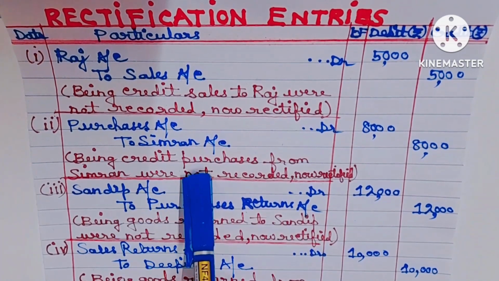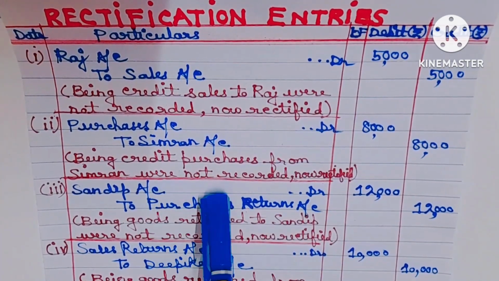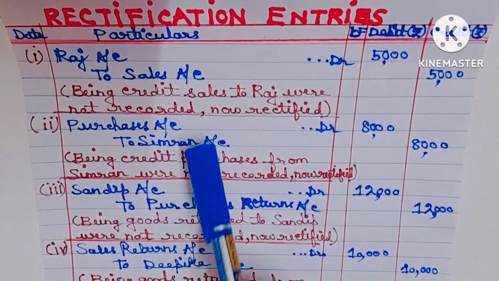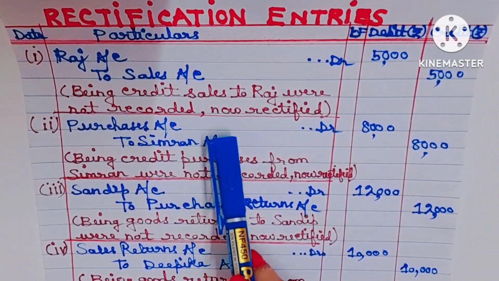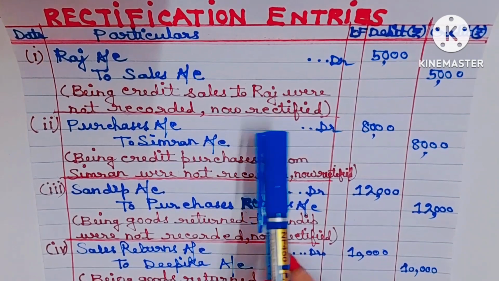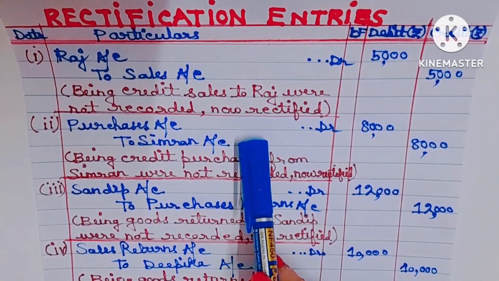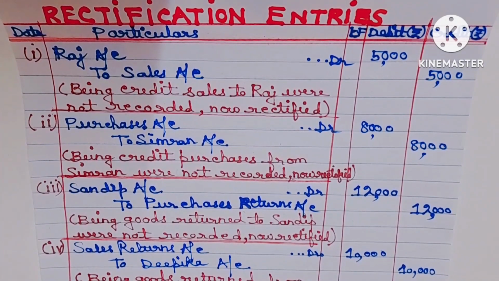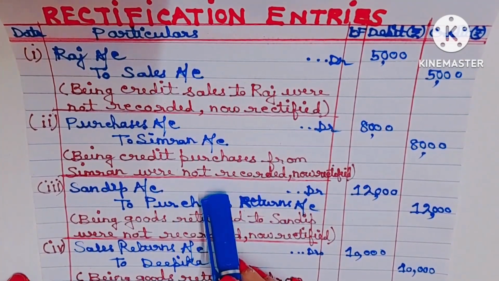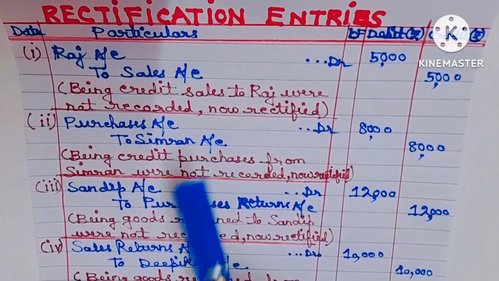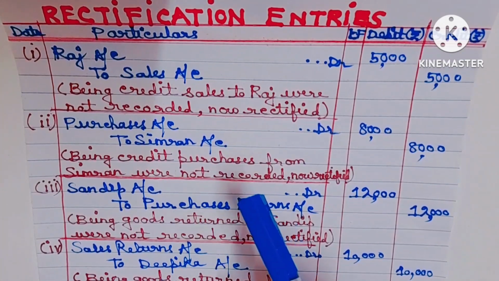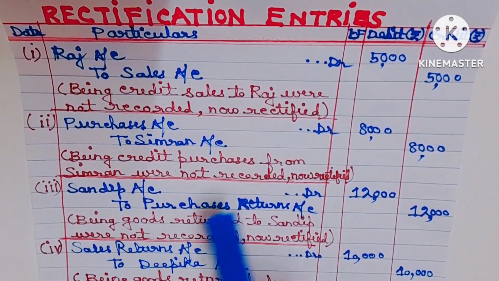Credit purchases from Simran were not recorded. So, why purchases account debit? Purchases account is debit because purchases account comes under nominal account. And according to nominal account, all losses and expenses debit. Here, when goods are purchased from Simran, cash goes out from the business. So, this is an expense for the business. So, purchases account will be debited.